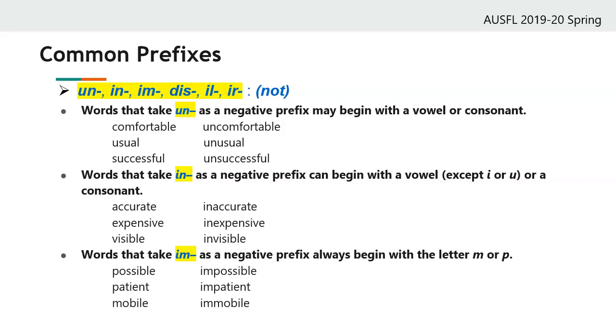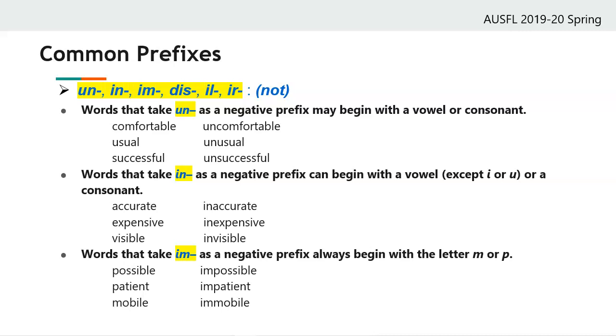The first category: un, in, im, dis, il, ir. In English, it is possible to make nouns, adjectives, and verbs negative by adding these prefixes. Dis, il, im, in, ir, un are some of these negative prefixes. Let's examine them one by one. Un. Words that take un as a negative prefix may begin with a vowel or consonant.